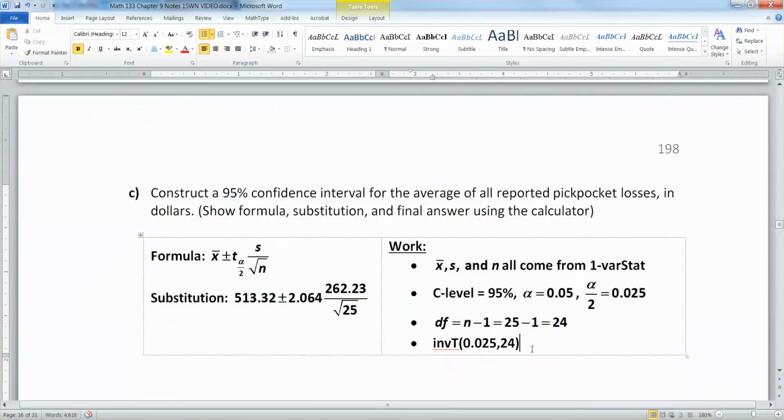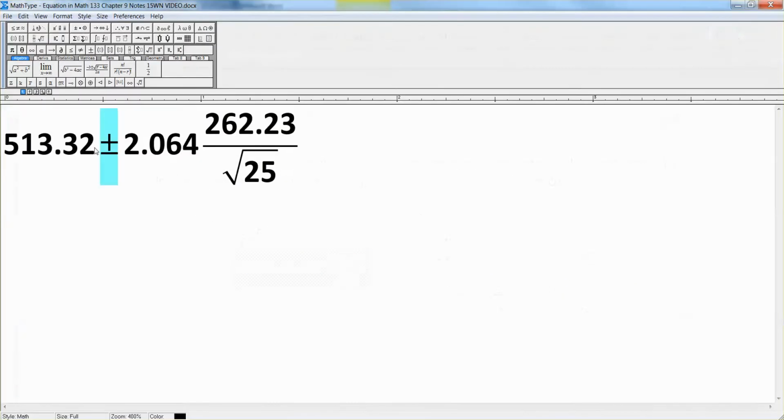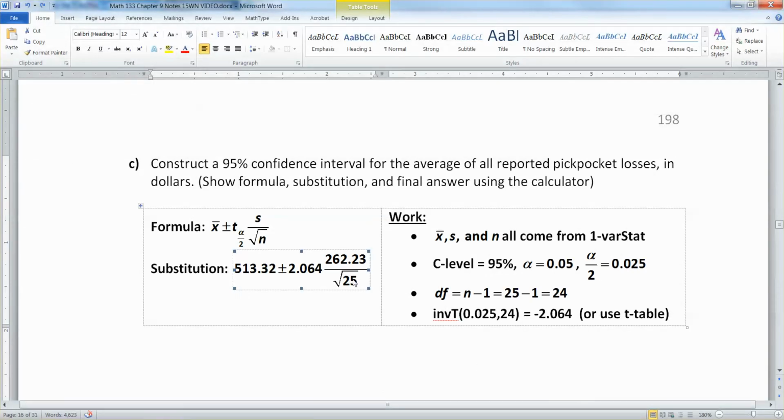So let me put that in. So this is 2.064 negative. It doesn't really matter that it came out negative. All that matters is that you have the value, because the formula itself has a plus or minus in it. So it doesn't matter if you did negative, that's just the negative one. Positive would be the positive one. It's all good. All right, so finally we need our result.